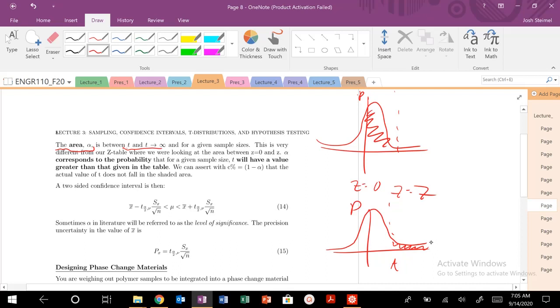So what we have to do instead is use our confidence interval, which is going to be 1 minus alpha, in order to get this other area here. And that's the probability that the actual value does not fall in the shaded area. So whatever our alpha is, or whatever confidence interval we're working with, it's going to be 1 minus alpha. If I want to find, for example, a confidence interval of 95%, I'm looking at an alpha value of 1 minus 0.95, 0.05.